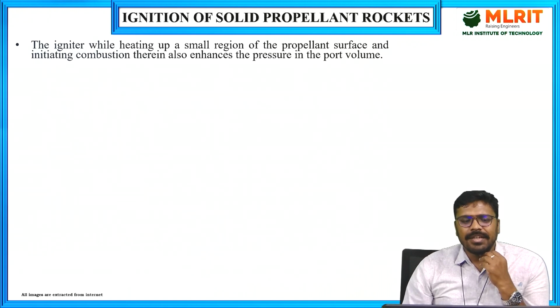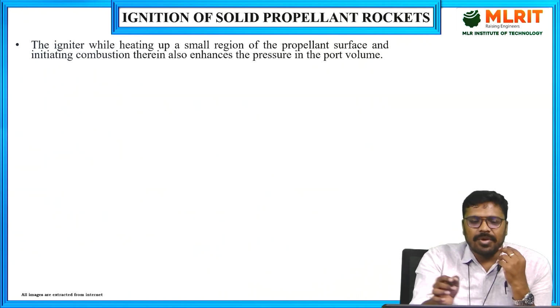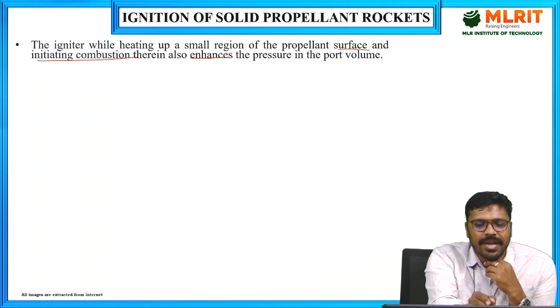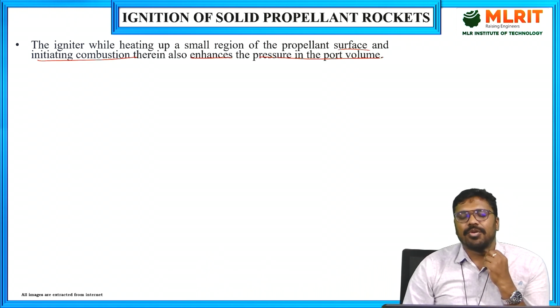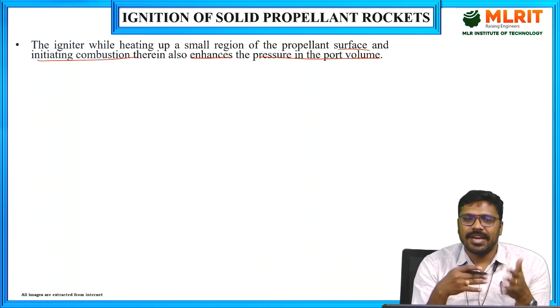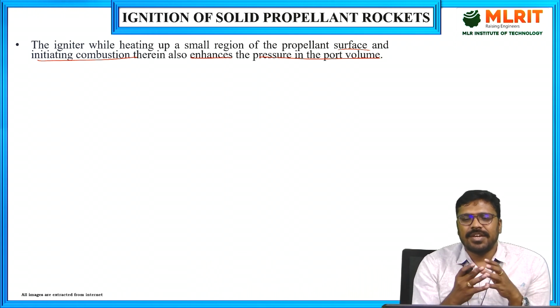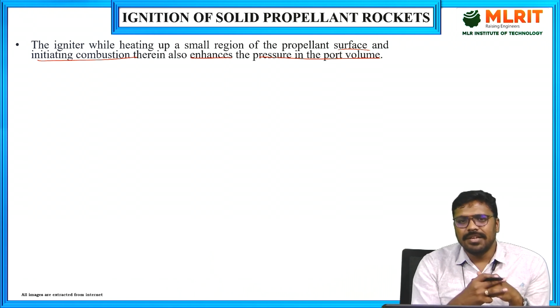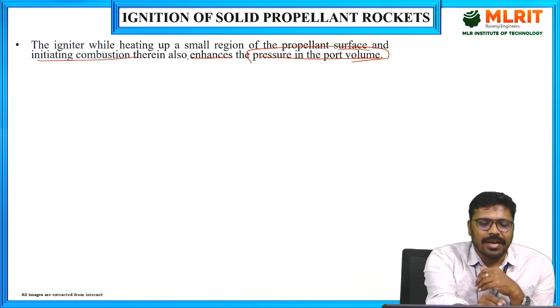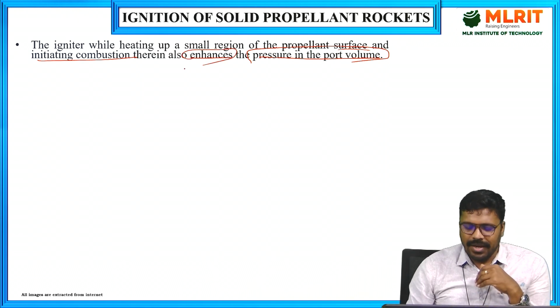The igniter, while heating up a small region of the propellant surface and initiating combustion there, also enhances the pressure in the port volume. Whenever the grain starts reacting and generating heat energy, that high heat energy will increase the pressure in the chamber. So the pressure in the port volume starts increasing.